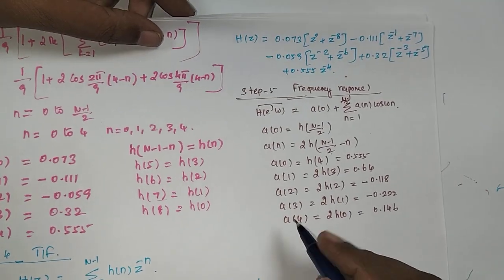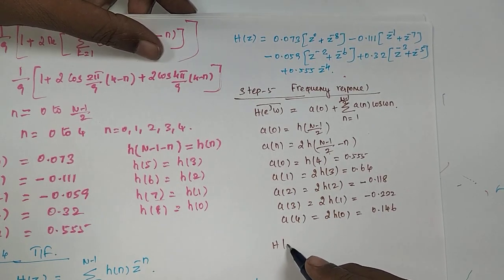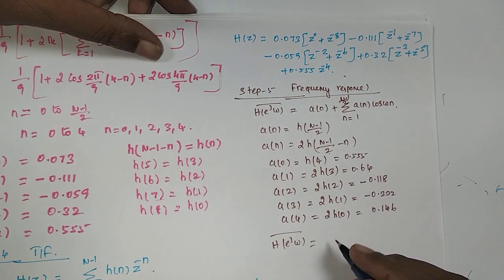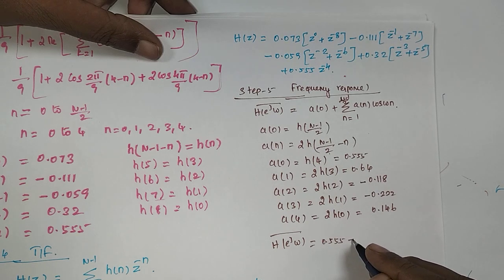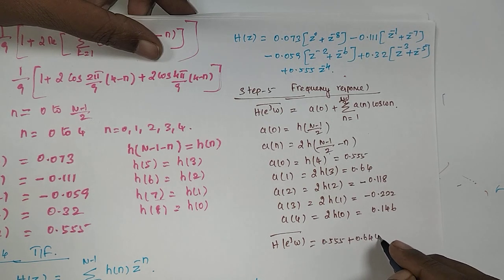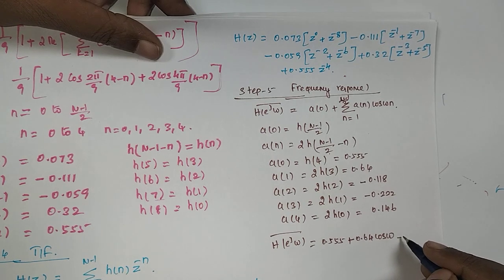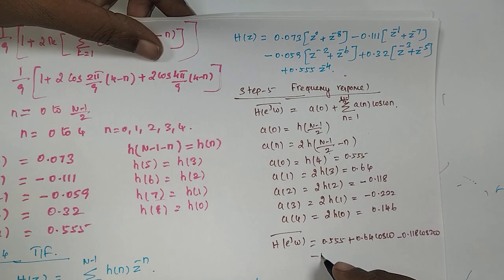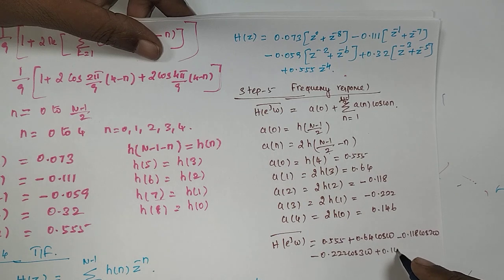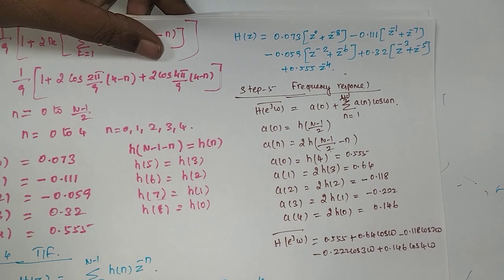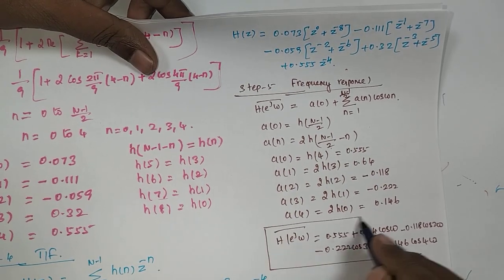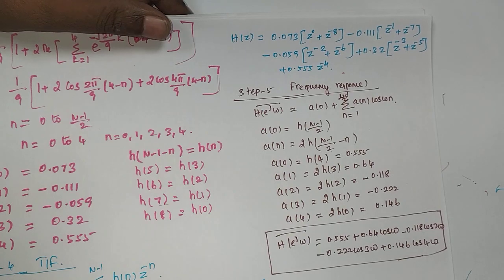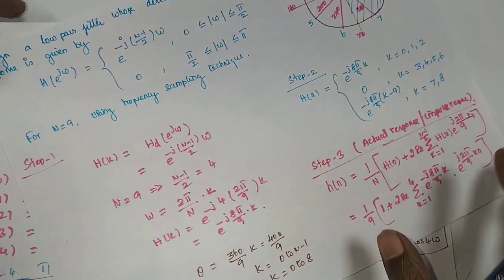And then the equation, the frequency response be a of 0, 0.555 plus 0.64 into cos omega minus 0.118 into cos 2 omega minus 0.222 into cos 3 omega plus 0.146 into cos 4 omega. So this is about the design of the FIR filter using frequency sampling method. Very simple to follow the steps.